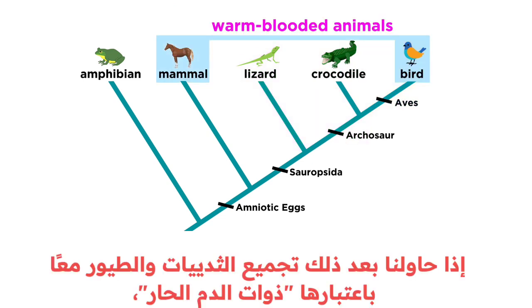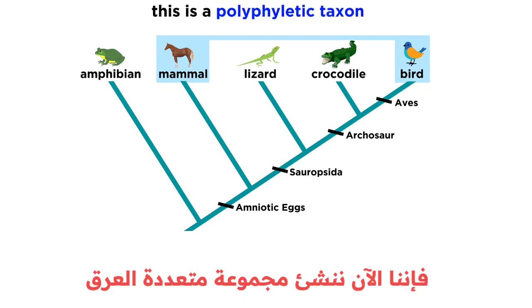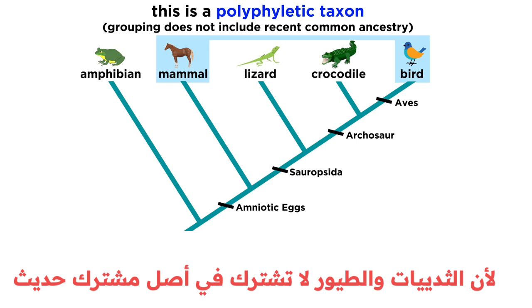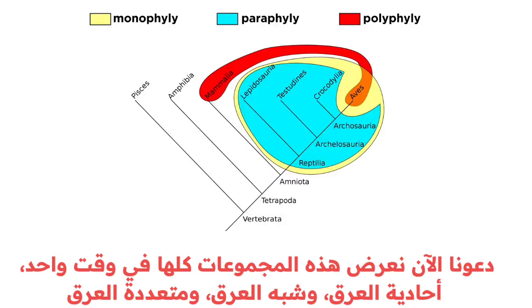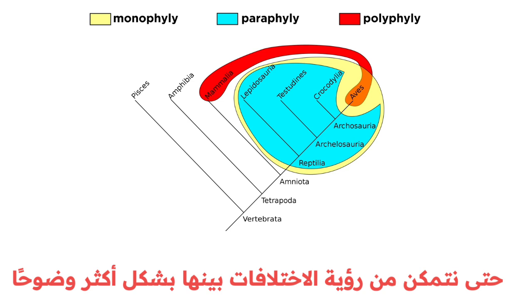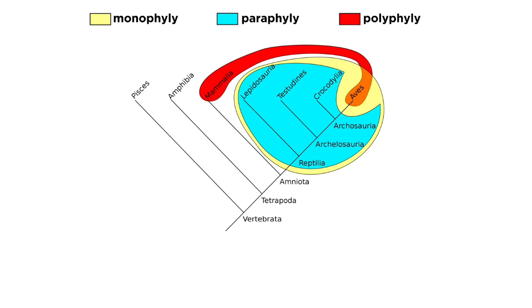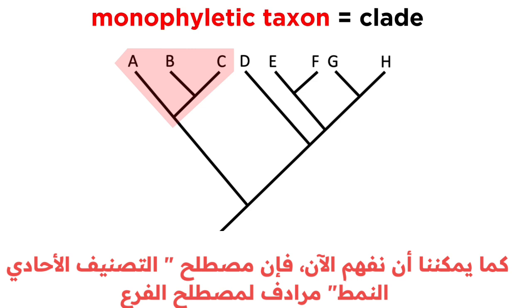If we were then to try and group the mammals and the birds together as being warm-blooded, we are now creating a polyphyletic grouping, because the mammals and birds do not share recent common ancestry. Let's now display these groupings all at once, monophyly, paraphyly, and polyphyly, so that we can more clearly see the differences between them. As we can now understand, the term monophyletic taxon is synonymous with the term clade.